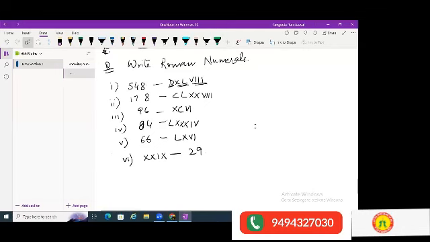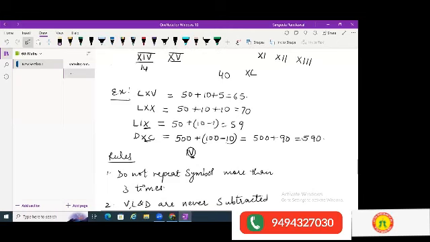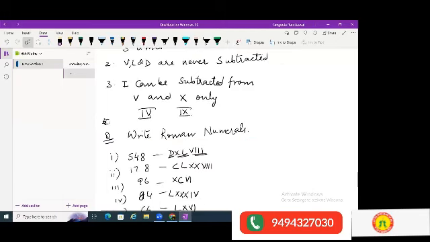In today's class, you studied about the Roman numerals, and please go through these rules. When we write any symbol towards the right side, that means it's adding. When we write towards the left side, that means we are subtracting, and we do not repeat any symbol more than 3 times. V, L, D are never subtracted. I can be subtracted from V and X only, like how we write 4 and how we write 9.